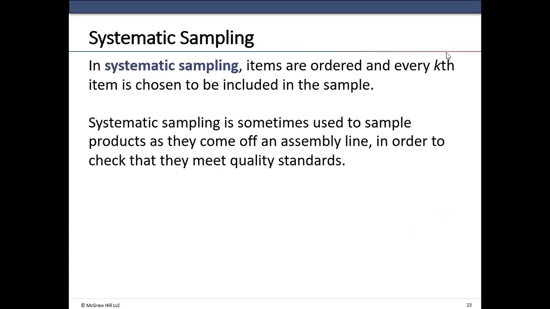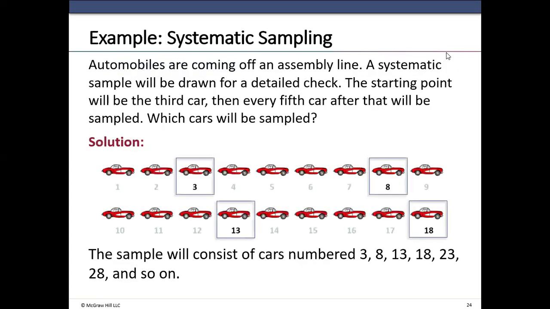Systematic sampling. In systematic sampling, items are ordered and every kth item is chosen to be included in the sample. Systematic sampling is sometimes used to sample products as they come off an assembly line in order to check that they meet quality standards. So here is an example.